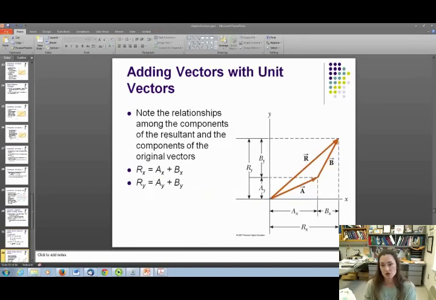So note the relationships here. If I do the graphical addition, you can even see how that works. Here's my vector A added to my vector B, giving me my resultant vector. If I look at the components for our vectors A and B, you can see that the x component of my resultant vector is only the x components added together, and the y component is only the y components added together.